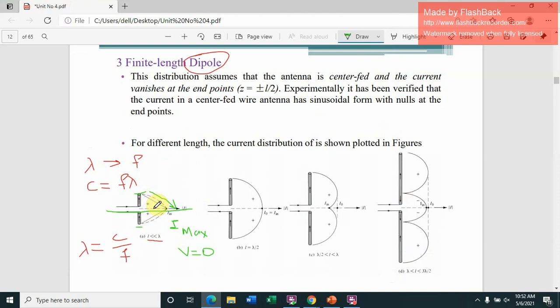So the length of the antenna is very important. Here the triangular current distribution is given. Here the circular current distribution is given, when the length of the antenna L is equal to lambda by 2. Okay.